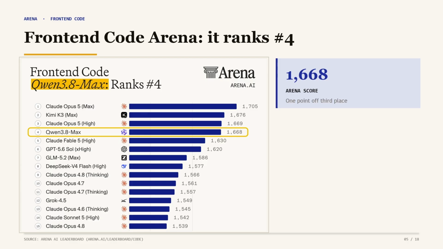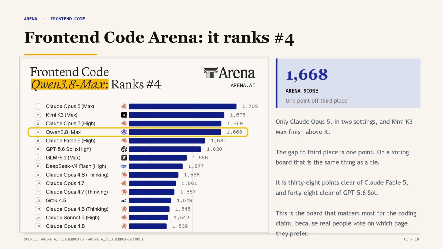Claude Fable 5 is 38 points behind. GPT 5.6 Soul is 48 points behind. So it is not sitting comfortably in fourth. It is pressed right up against third and pulling away from fifth. Hold that thought, because in a minute I will tell you what those three models above it cost.